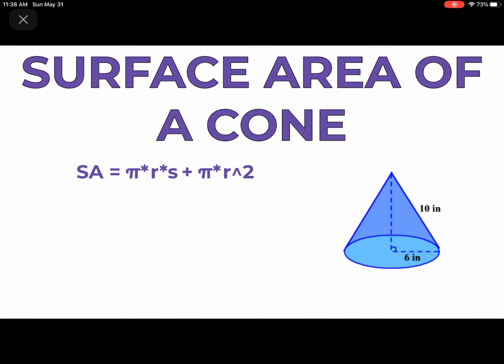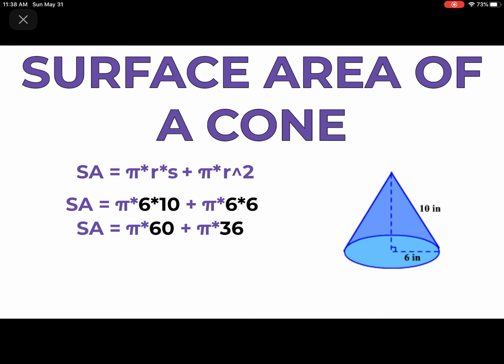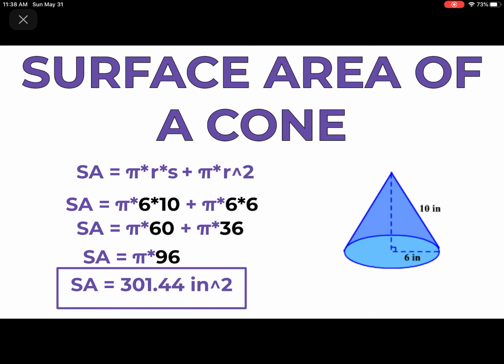All right, so let's get into an example. Notice how the height is on the slant, not on the actual height of the cone. All right, so we're going to start plugging things in. 6 is our radius, 10 is our slant height. So I have pi times 6 times 10 plus pi times 6 squared. I have pi times 60 plus pi times 36. Since they're both multiplied by pi, they're like terms, I can add them together. So I have pi times 96. And lastly, I multiply that out. I have 301.44 inches squared, okay?